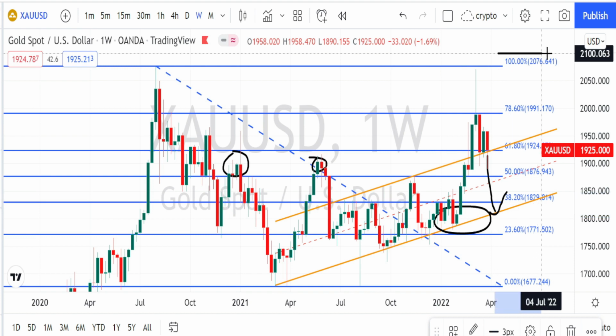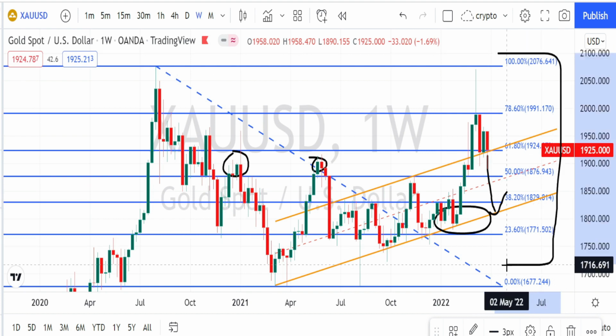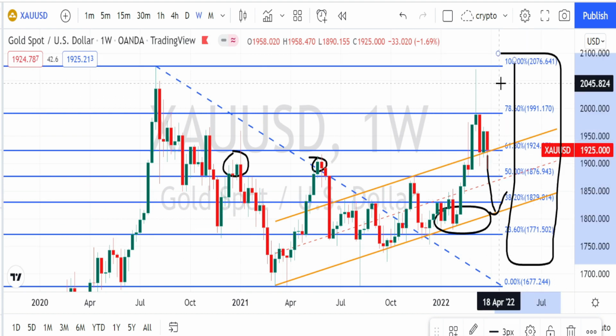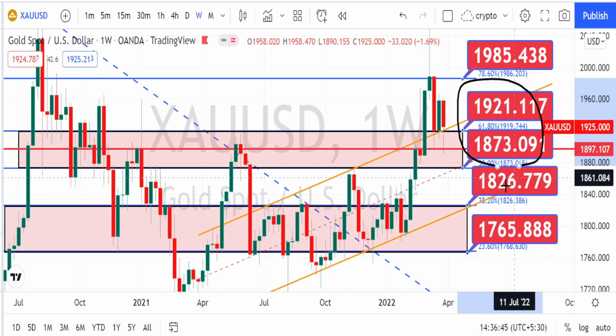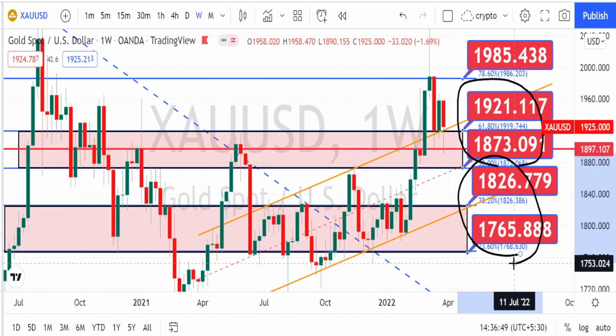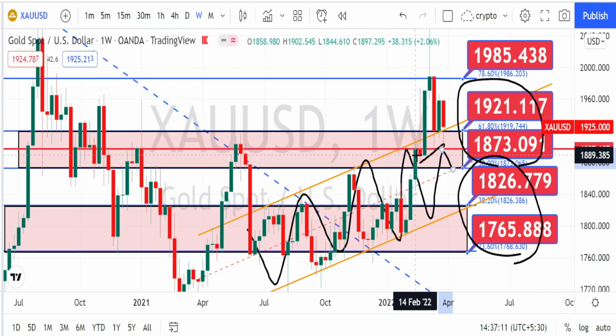Let us mark the support and resistance levels according to this Fibonacci retracement tool. So this is going to be the first level of support. If the price action breaks this support zone, then we can expect the next level of support to be around 1826 to 1765. Let us do the analysis in the daily time frame.